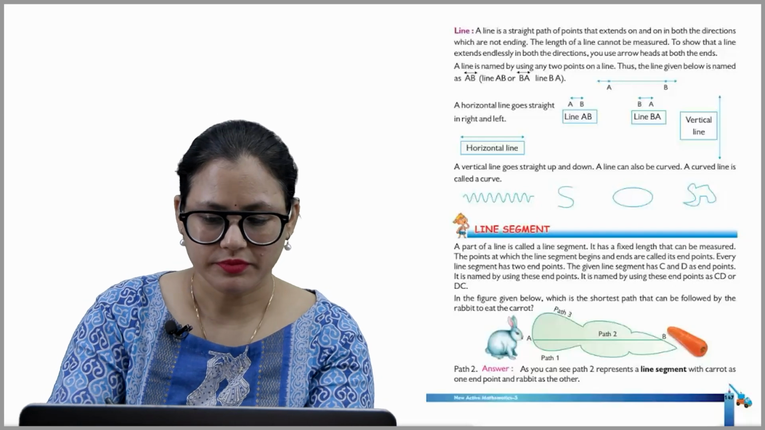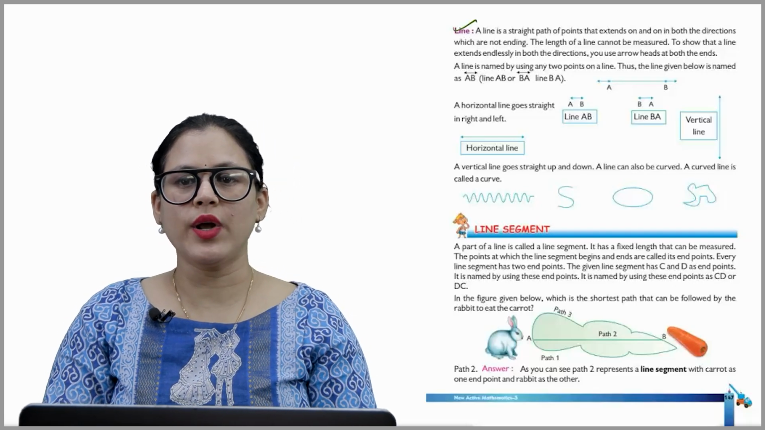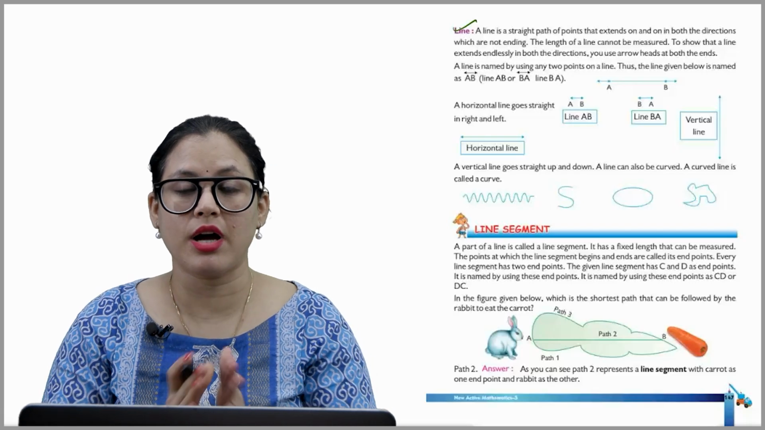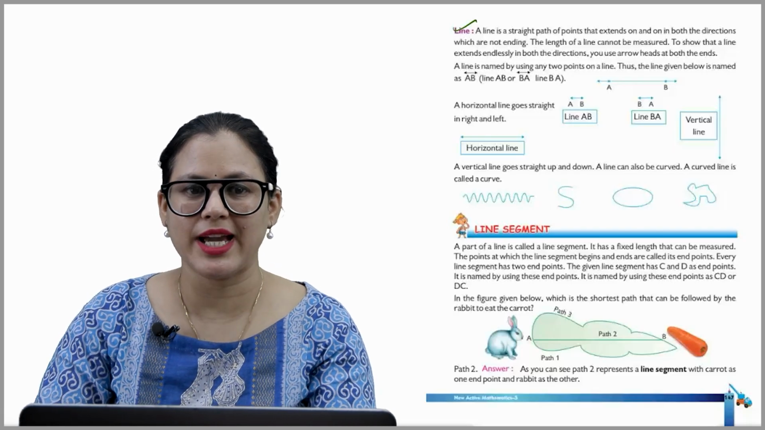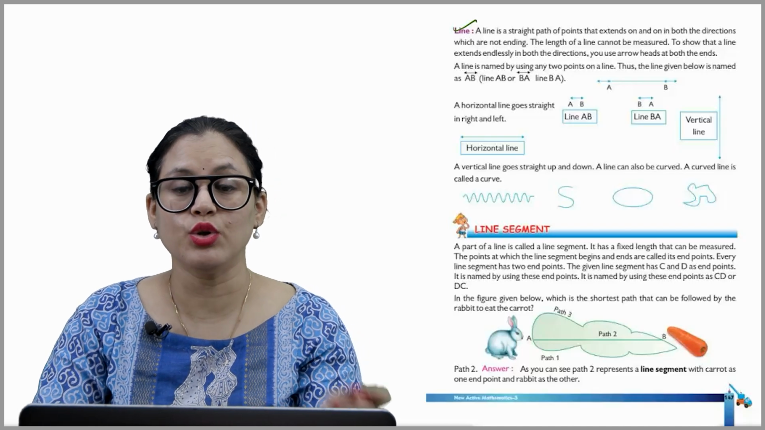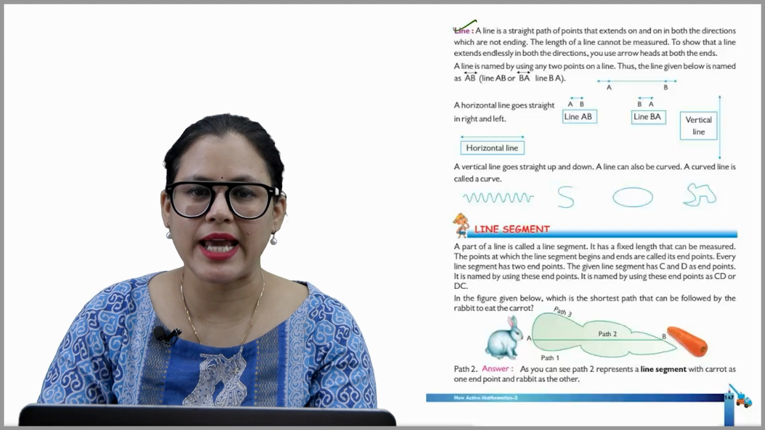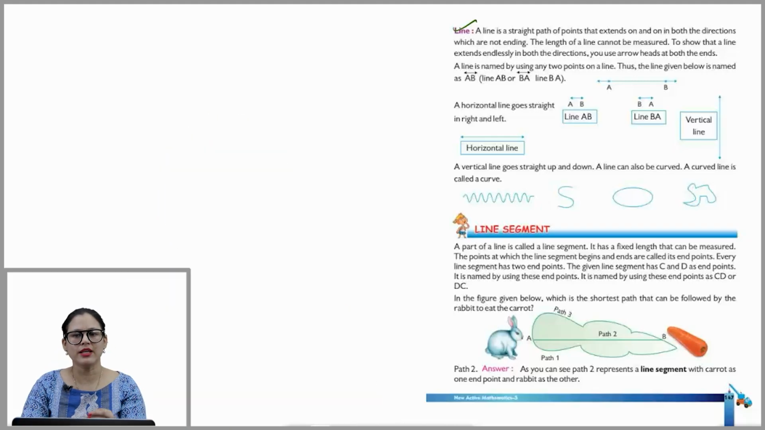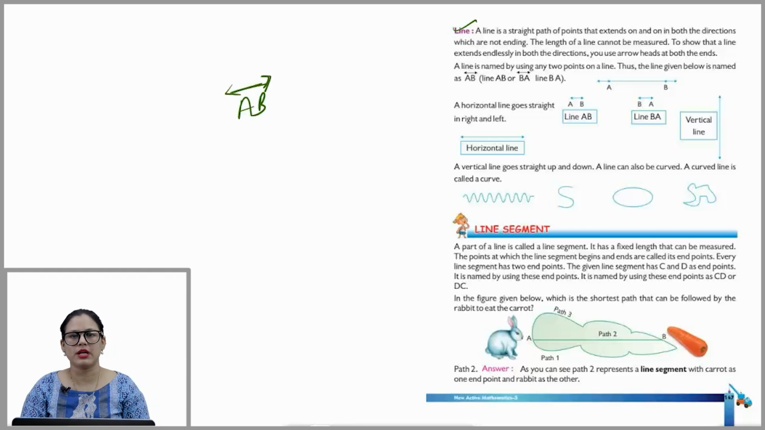Line. A line is a straight path of points that extends on and on in both directions, which are not ending. The length of a line cannot be measured. To show that a line extends endlessly in both directions, we use arrowheads at both ends. A line is named by using any 2 points on the line. Thus, the line given below is named AB. These arrows show that this line can be extended endlessly in both directions, right?